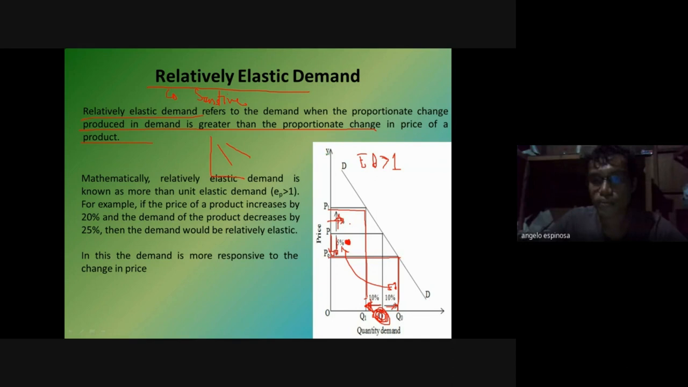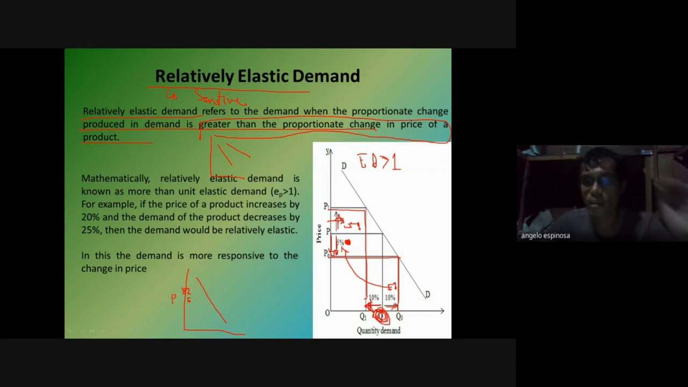Ang nangyari dito is nagkaroon ng increase ng 5%. So ano nangyari ngayon dun sa quantity? Nagkaroon ng more than the price. It is greater than the proportionate change in price. Mas mataas yung change ng quantity demanded kaysa doon sa price percentage. Example, ang price ay tumaas ng 8%, sorry, percentage pala yung pinag-uusapan dito. Pinag-uusapan pala sa elasticity is percentage and proportional.